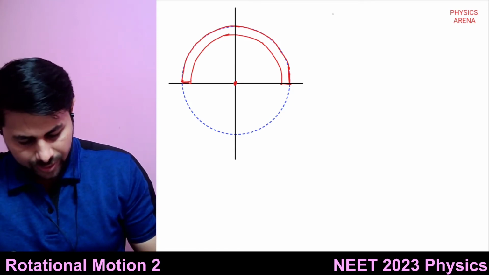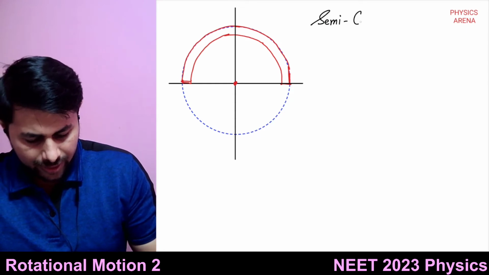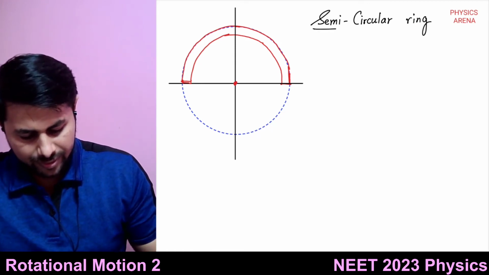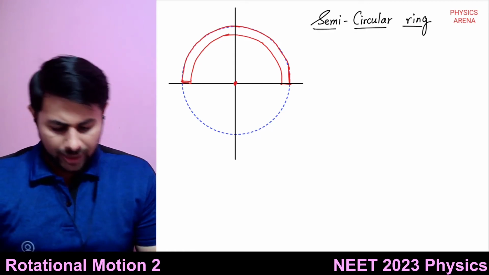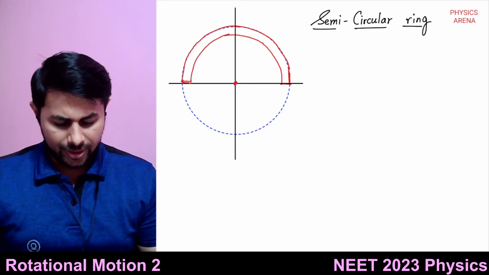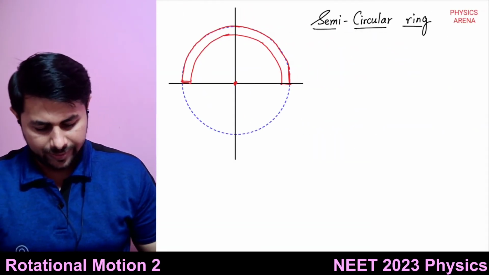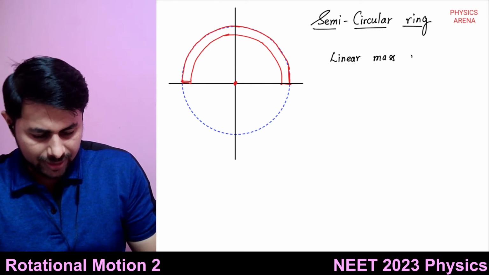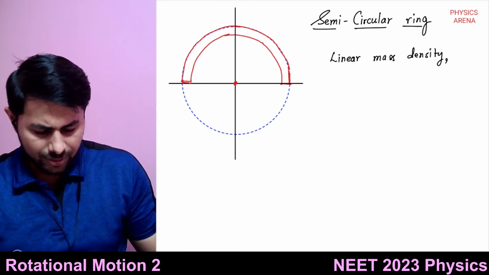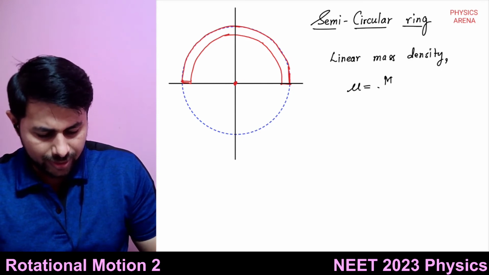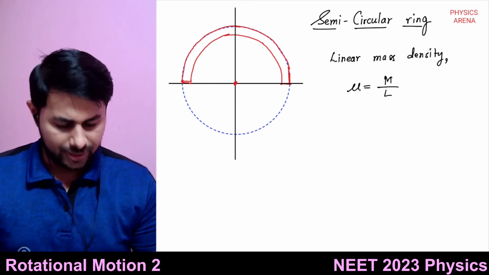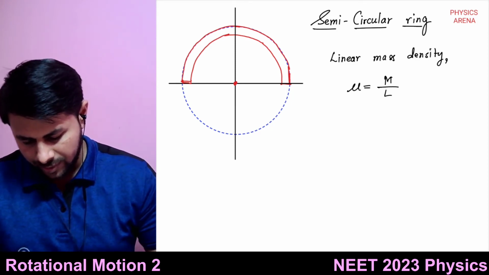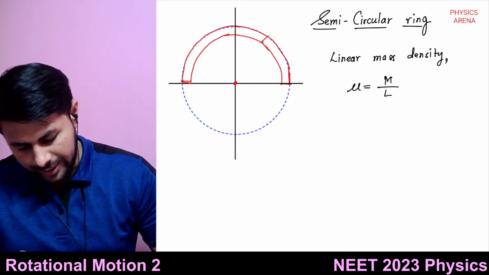Okay, so we have a semicircular ring. Let's suppose it's very thin. So now it will have some length, right? Just like the previous problem, we can consider that it has linear mass density. Let's suppose mu, it is mass upon length. It's the linear mass density. So let's consider a small mass, a small length segment.